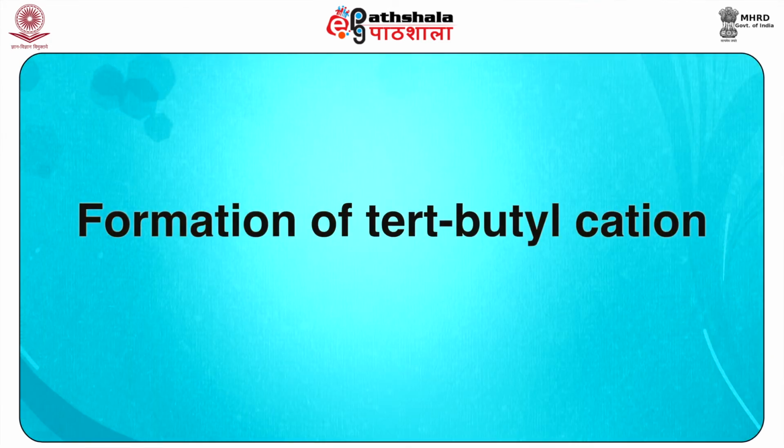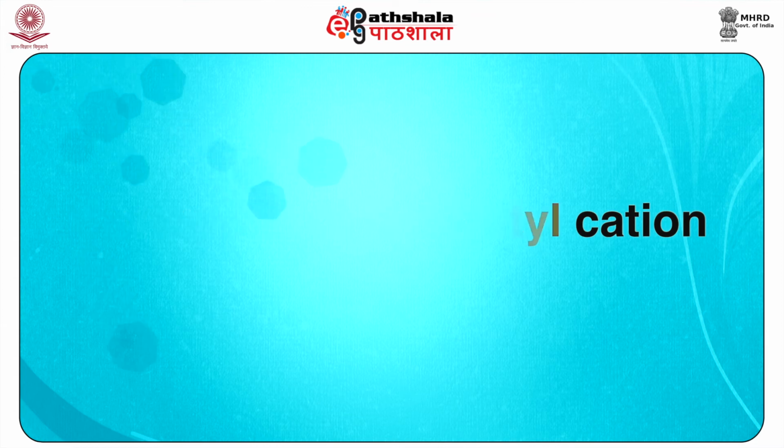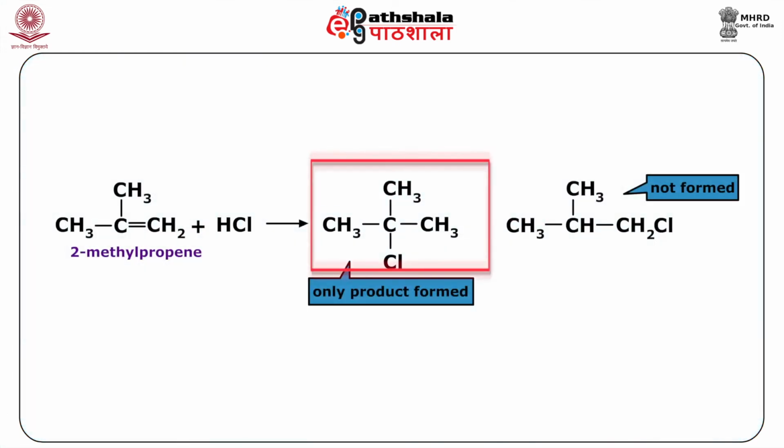Second example we will take students is the formation of tertiary butyl cation. The tertiary butyl cation is formed faster than the isobutyl cation when 2-methylpropene reacts with hydrochloric acid, that is HCl, because the formation of a carbocation is an endergonic reaction and the structure of the transition state will resemble the structure of the carbocation product. This means that the transition state will have a significant amount of positive charge on the carbon because it represents the carbocation structure more.